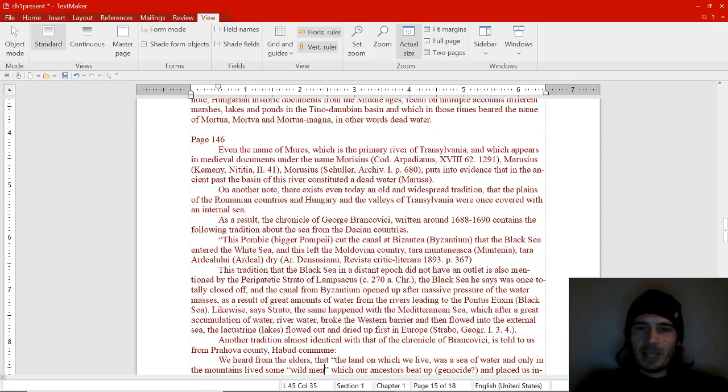Some Latin document as a reference. Marusius as another reference. Mauritius as another reference puts into evidence that in the ancient past the basin of this river constituted a dead water, Marusa. So this specific Mureș River was an ocean river, which I spoke about in that other video. On another note, there exists even today an old and widespread tradition that the plains of the Romanian countries and Hungary and the valleys of Transylvania were once covered with an internal sea. I spoke about that as well.